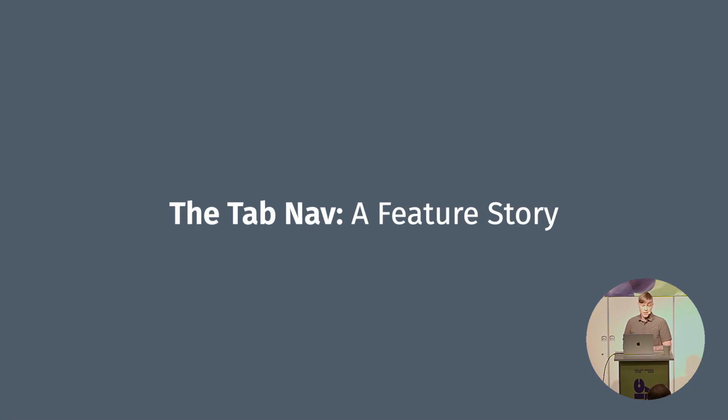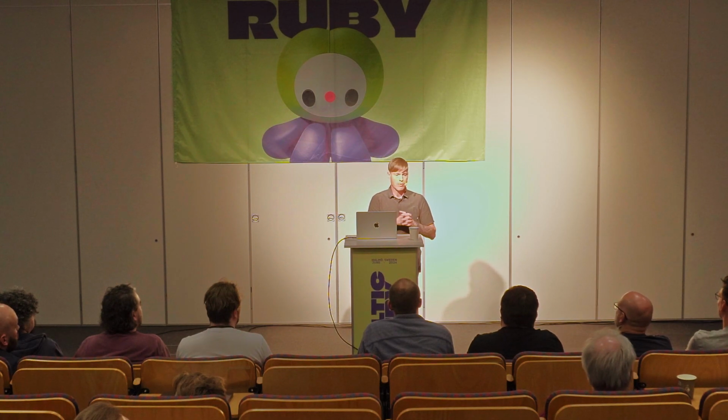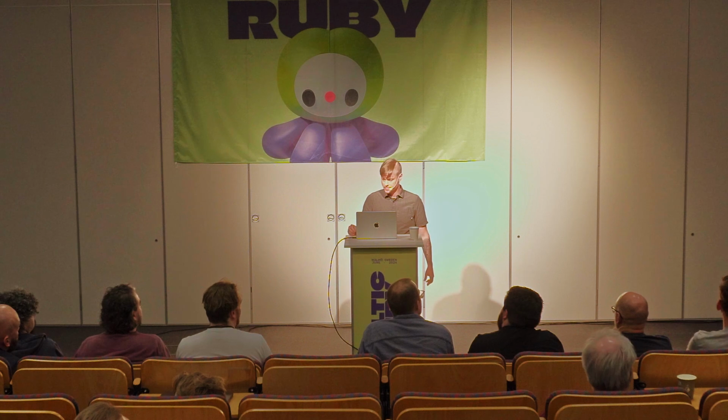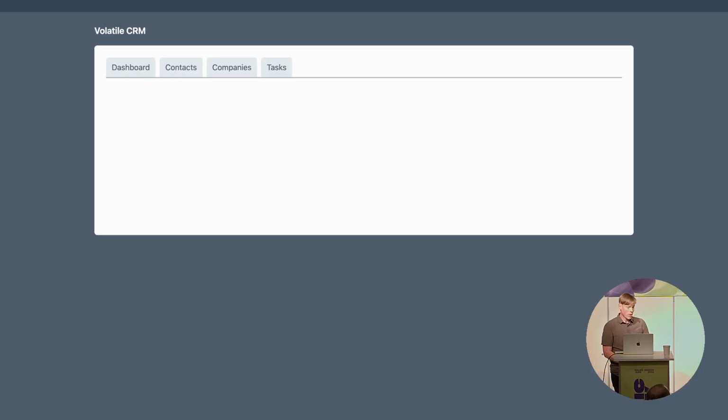So now let's go through an example of how complexity grows in views and how we might refactor into components. Let's say that we're part of a dev team for an app called Volatile CRM. Product has tasked us with building a tab navigation bar for a key section of the app with links to the user's dashboard, contacts, companies, and tasks.